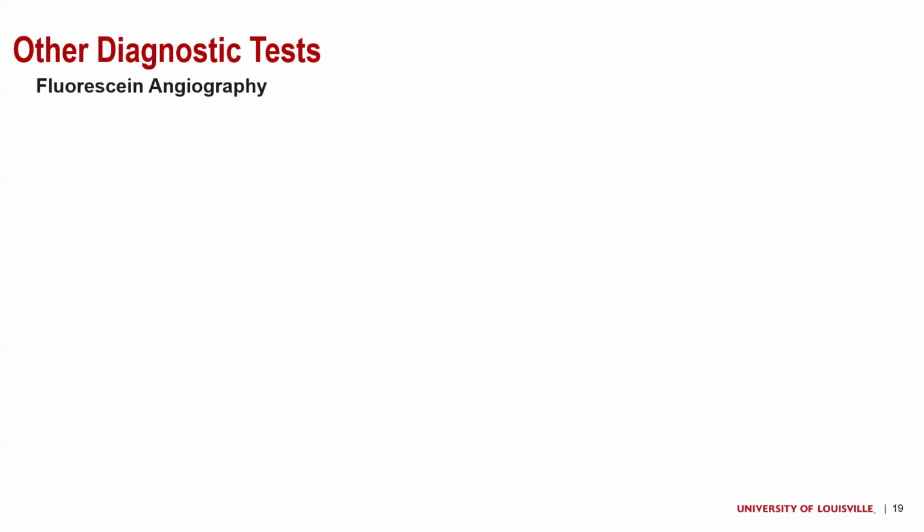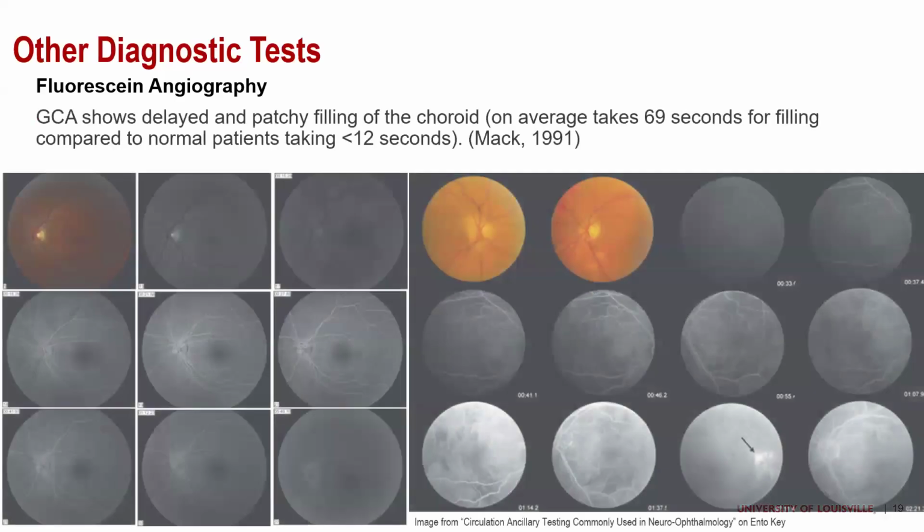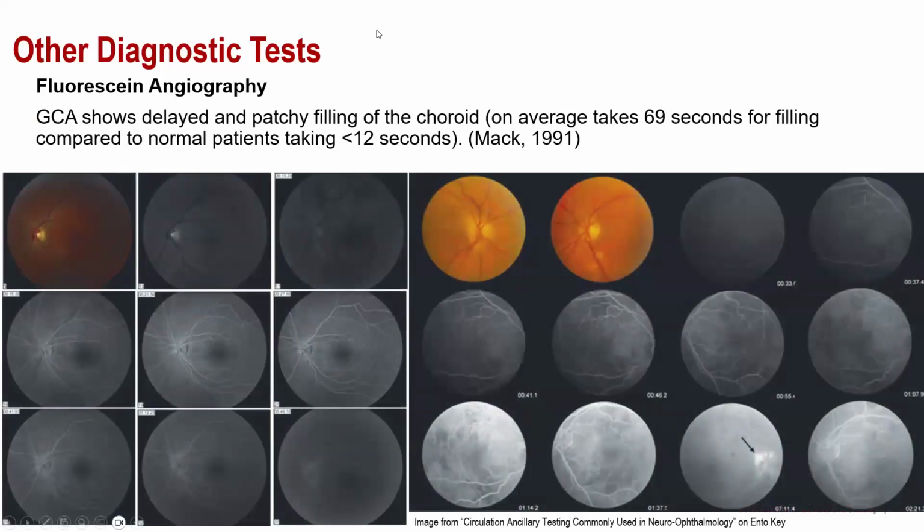Other diagnostic tests, this one has actually been known about for a long time, but fluorescein angiography. This is a type of angiography that is commonly done by ophthalmologists, especially retina specialists, to assess arterial flow and filling in the eye.